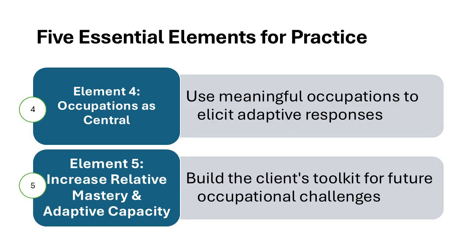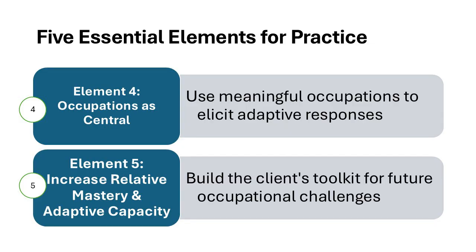Got it. And the last one, element 5. Element 5 circles back to our goals. Increase relative mastery and adaptive capacity. Everything we do in the intervention, using those meaningful occupations, is aimed squarely at improving their effectiveness, efficiency, and satisfaction now, aimed at building that internal toolbox, that capacity, for the future. Okay, those 5 elements provide a really clear structure. They do, and it explains why OA has such broad application.